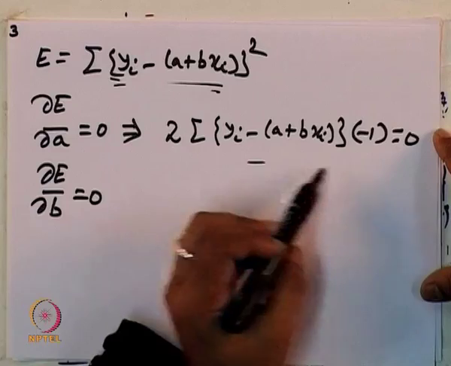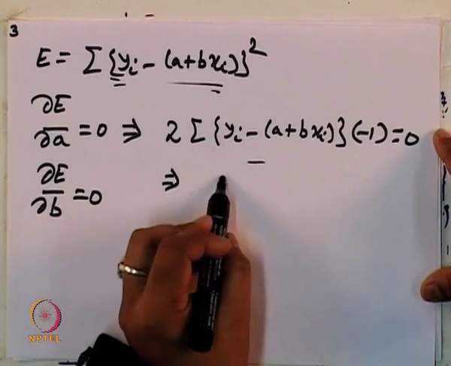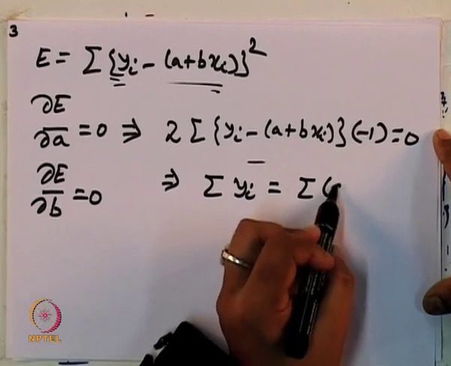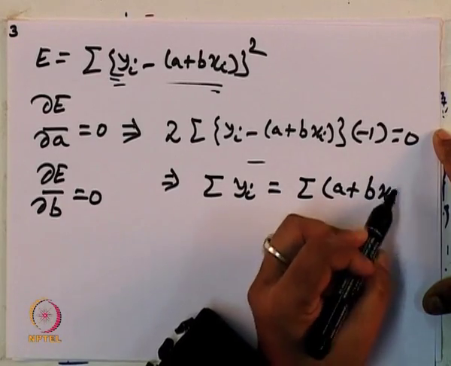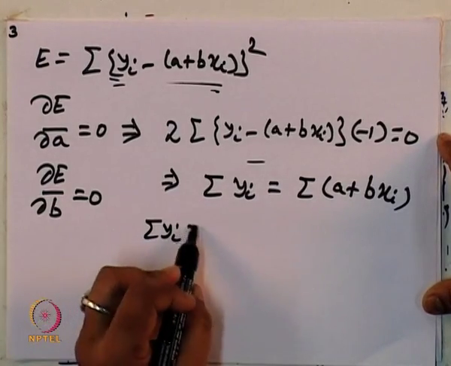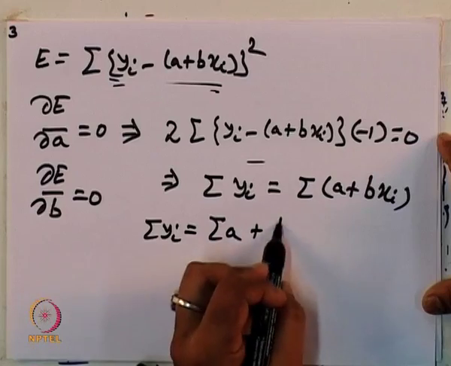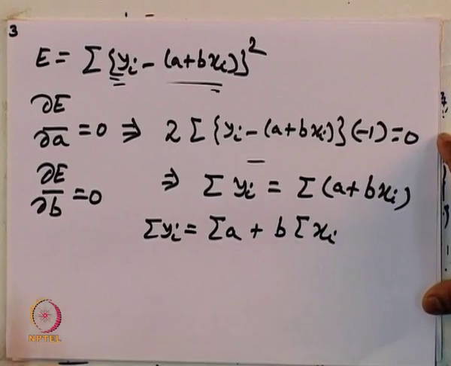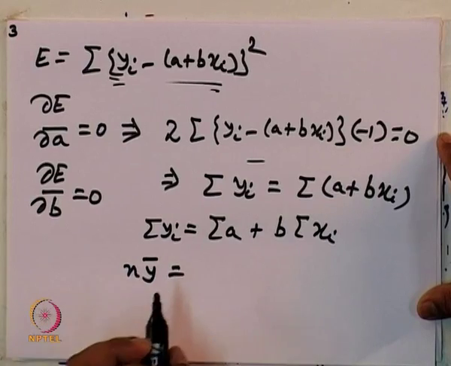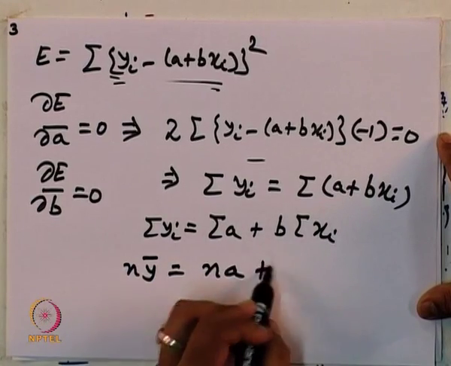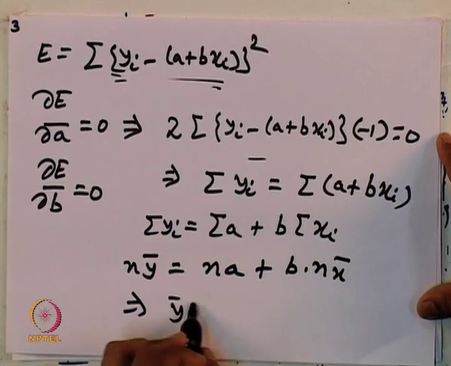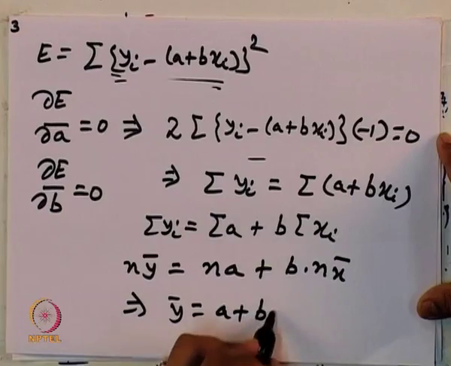So, I get a value of minus 1. So, this equation basically will give you the expression summation yi is equal to summation of a plus b xi. Okay. So, I can write summation yi is equal to summation a plus b summation xi. So, summation yi is basically n times y bar, summation a is n times a, and summation b is n times x bar. So, this gives me the equation y bar is equal to a plus b x bar.